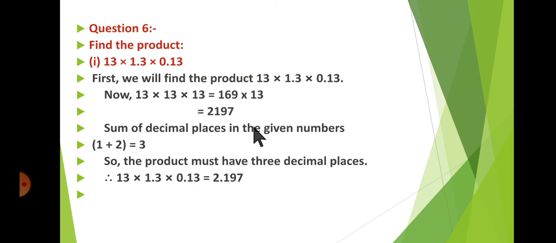Then you count the number of decimal places, the sum of decimal places in the given numbers. In the first number there is no decimal, in the second number there is 1 decimal place, and in the third number there are 2 decimal places. So 2 plus 1 is 3. So the product must have 3 decimal places. So from the ones place, move to the left side, 1 2 3, because the total number of decimal places is 3. That's why you insert the decimal after counting 3 digits.